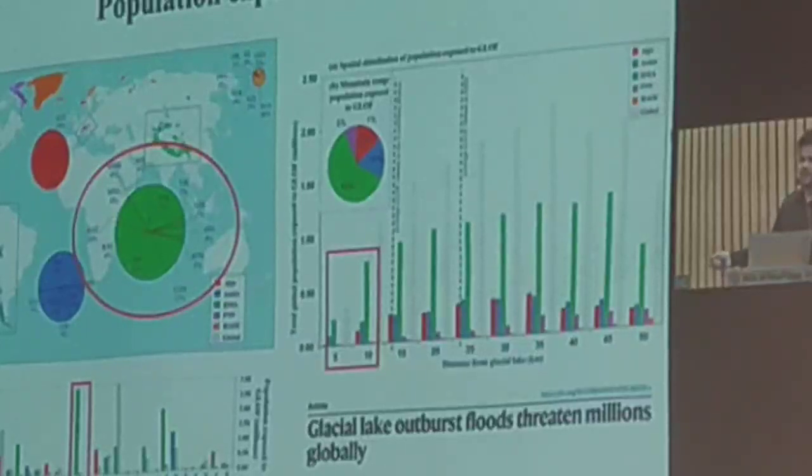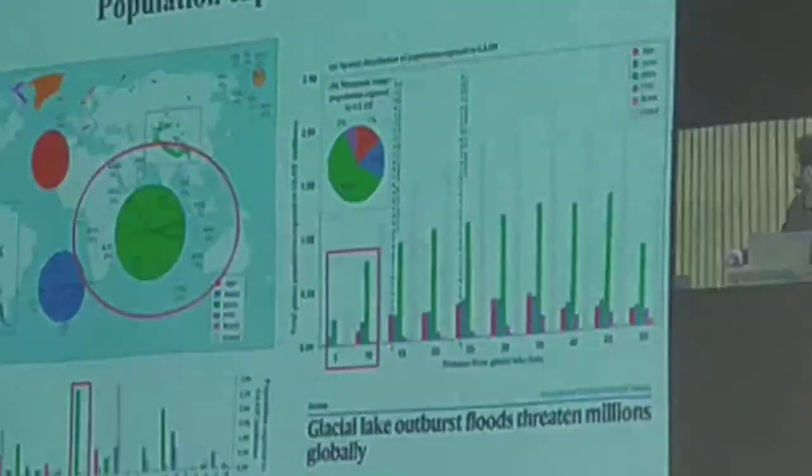Very interesting study published this month in Nature Communications. If we look into the population exposure to glacial lake outburst floods, we see that most of the exposed population is in high mountain Asia. And out of that, 32% of the exposed population is in India, right?